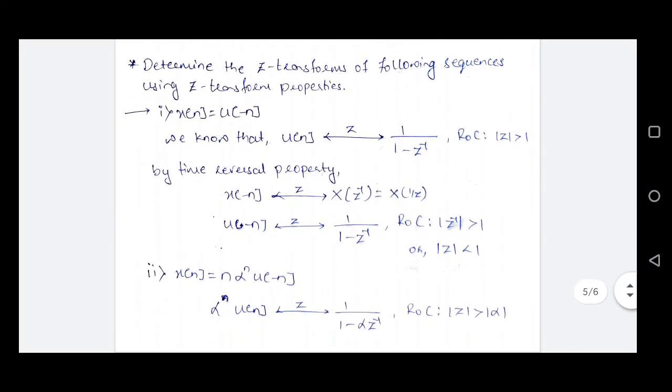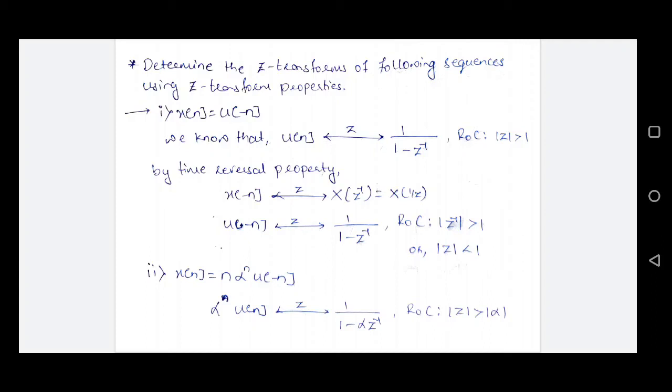In the last problem, we'll determine the z transform of two sequences by using z transform properties. The first sequence we'll take is the reflection of the unit step sequence, defined as x[n] equals u[-n]. And we know that the z transform of the unit step function u[n] can be written as 1 divided by (1 - z^-1).